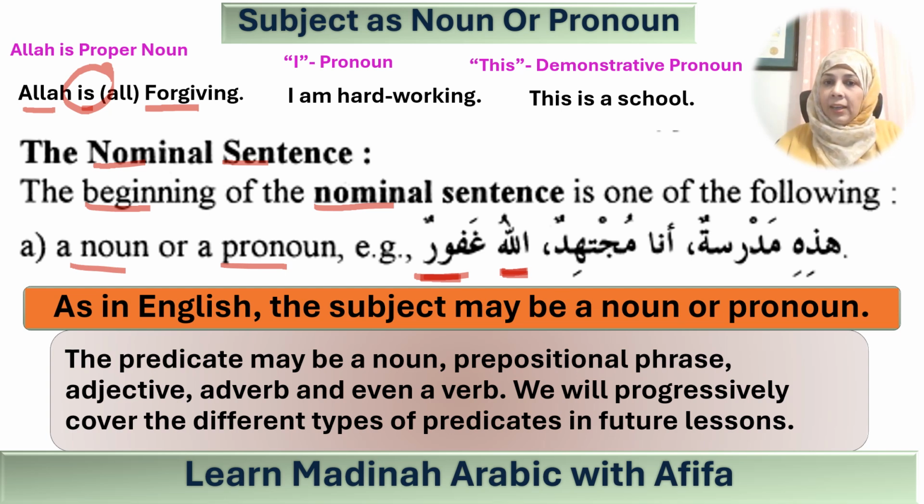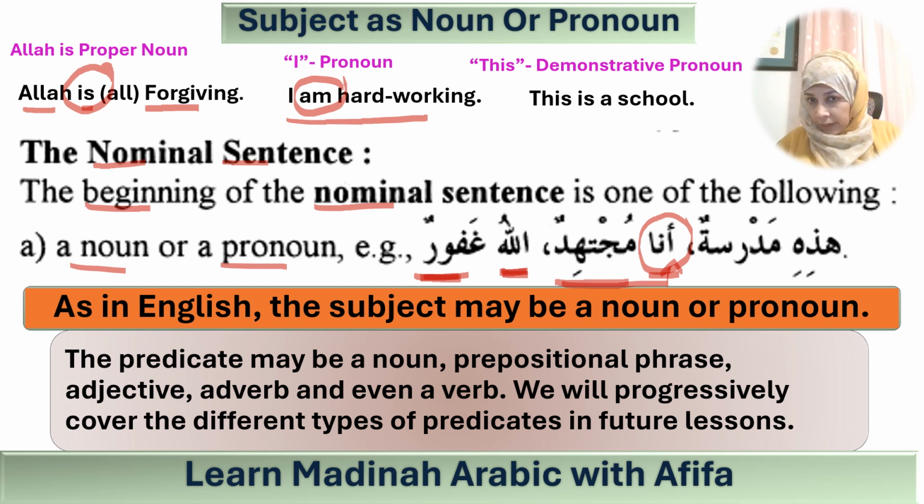The next one is ana mujtahidun. Here, as I mentioned before, the subject can be a pronoun. Here, the pronoun ana is the mubtada. So it means I am hardworking. Again, I have put the am in the translation. Here, ana is, as I said, the mubtada and mujtahidun is the khabar. Again, the mubtada is definite because it's a pronoun and mujtahidun is indefinite.